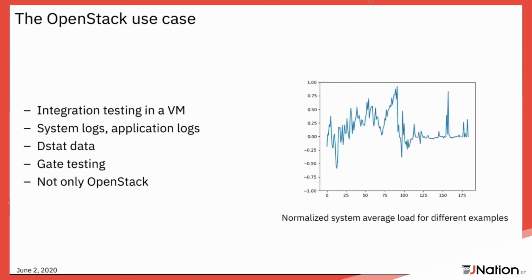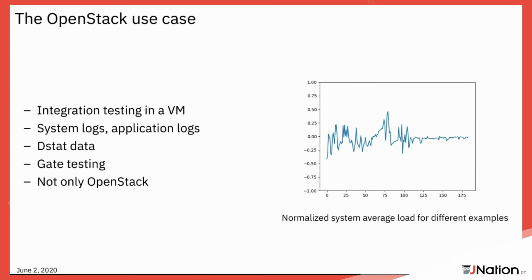So in OpenStack, every time a change is proposed to the system, we run integration tests on it, which means that the software is verified that all the tests are passing. The code is also reviewed by a human being, and once the code is approved, the change is tested again through what we call gate testing.